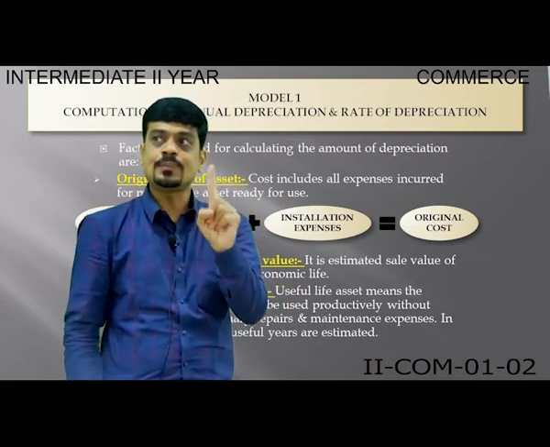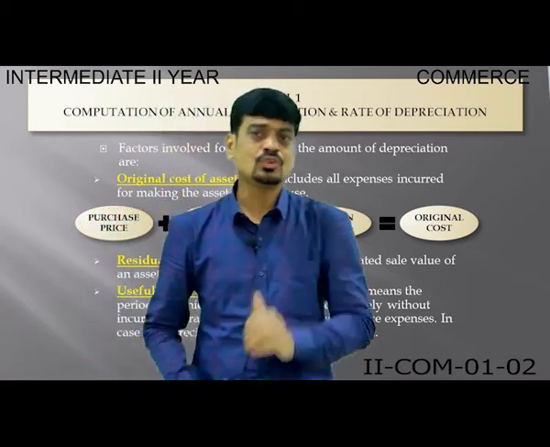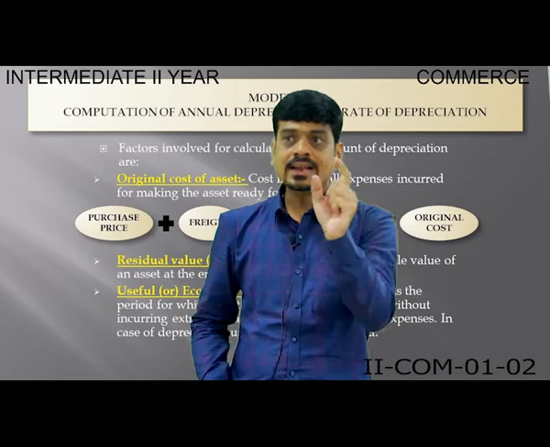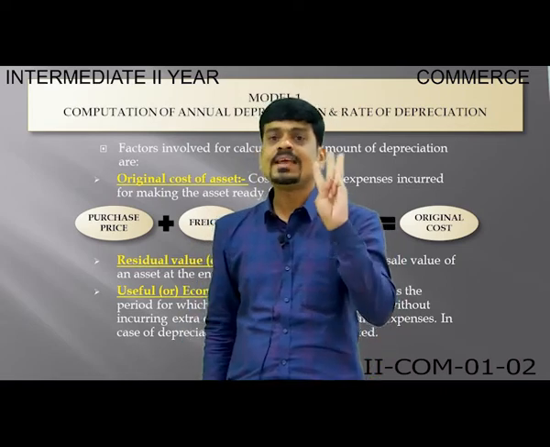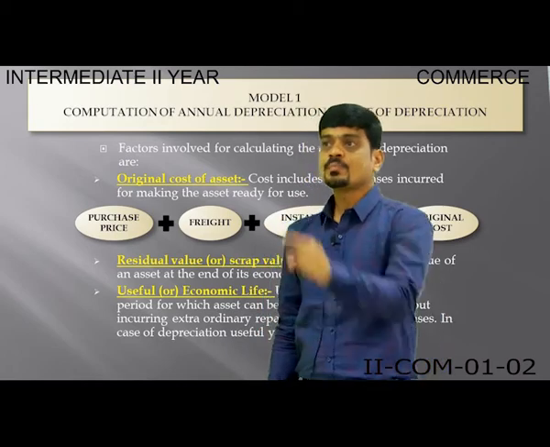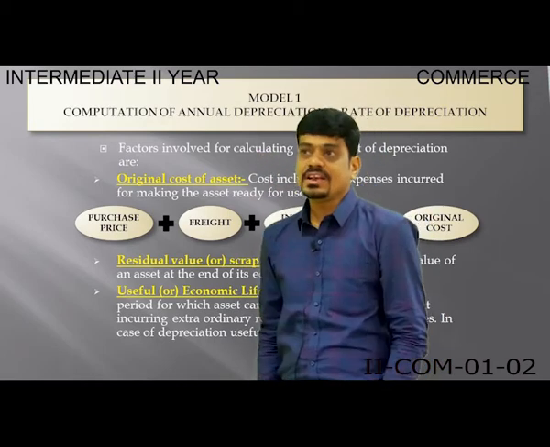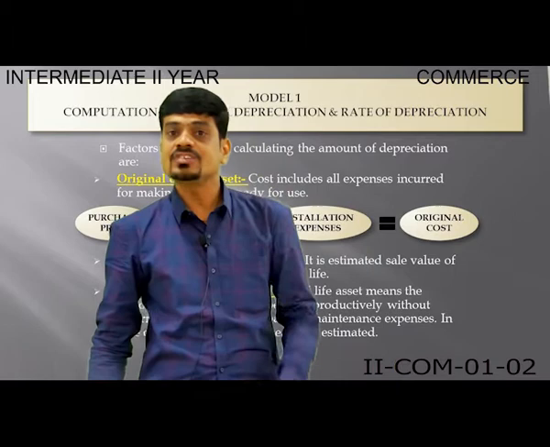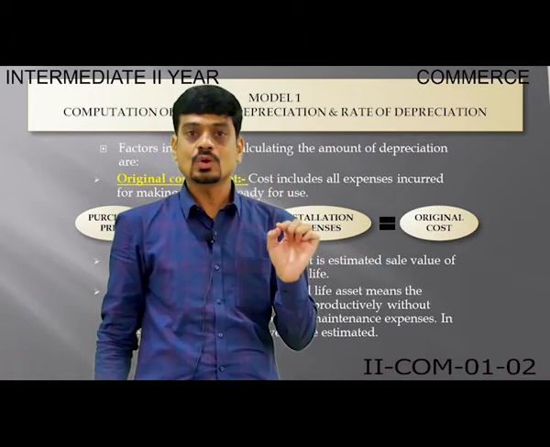So the first part is your original cost, and that original cost comprises three parts: the purchase price, freight, and installation or erection charges. We call this the original cost.